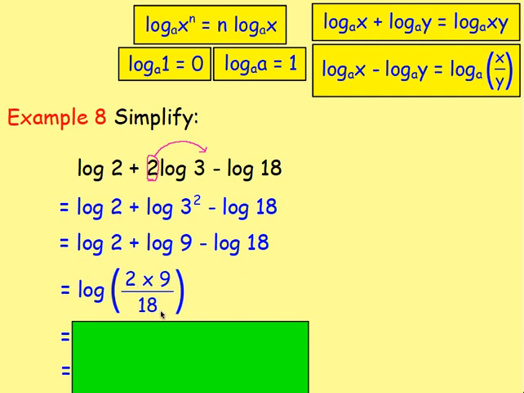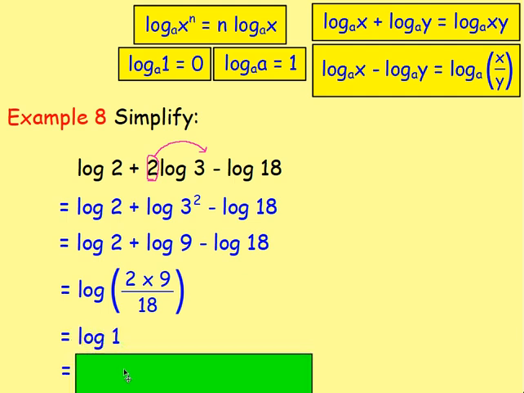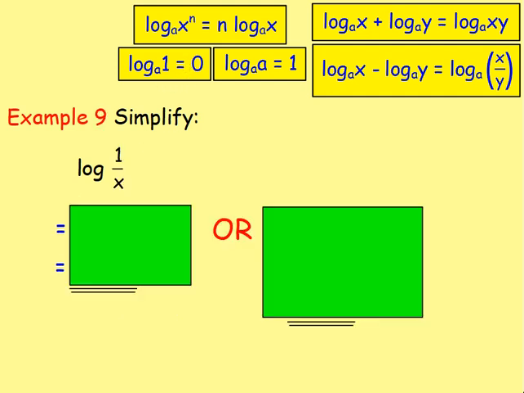From there, 2 times 9 is 18. 18 divided by 18 is going to be 1. From there, Connor, log 1 is going to be, good, it's just going to be 0. Again, if you think about that in exponential form, your base to the power of something is going to be 1. Well, anything to the power of 0 gives you 1, so you're just going to get 0. Or you're just using this rule here. Well done. Example 9, simplify log of 1 over x.